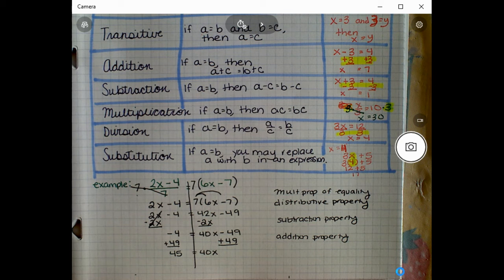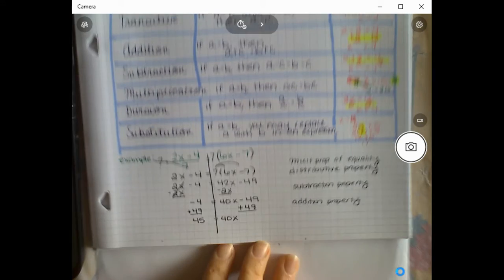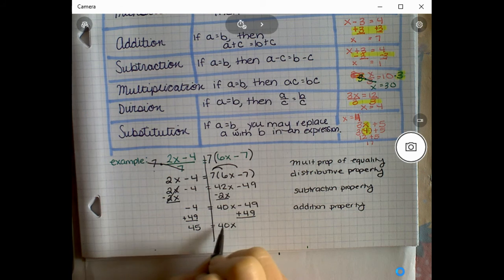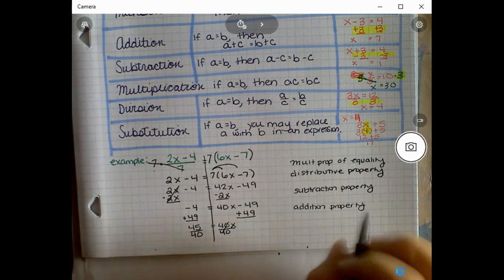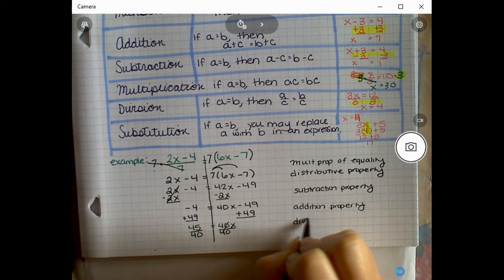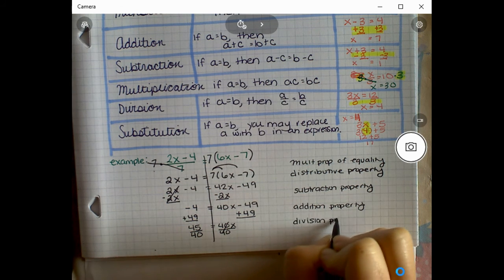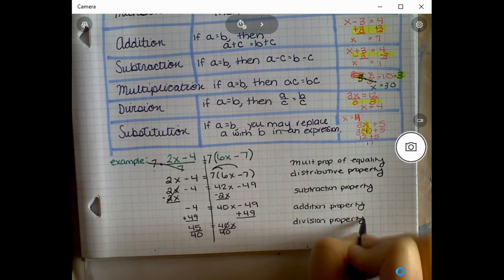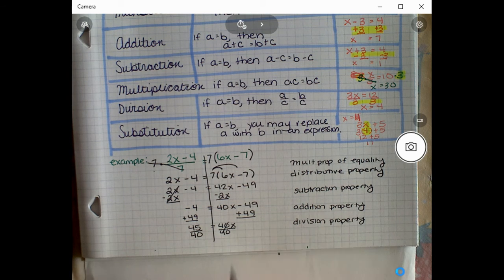Again, still solving. To get the x alone, we have 40 times x, so we're going to divide both sides by 40 using the division property of equality. You see how it works? It's not too bad. Now 45 divided by 40 is simplifiable. Both of those are divisible by 5. So the answer would be 9/8 equals x.